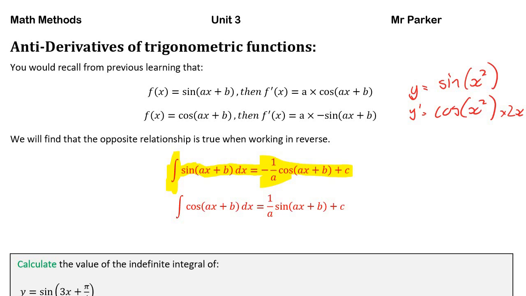So you could also, if you wanted to, write this as negative cos ax plus b divided by a plus c. Those two things are the same. Cos is exactly the same, except it goes to positive sine. So cos, when you're integrating, stays the same sign that it is.